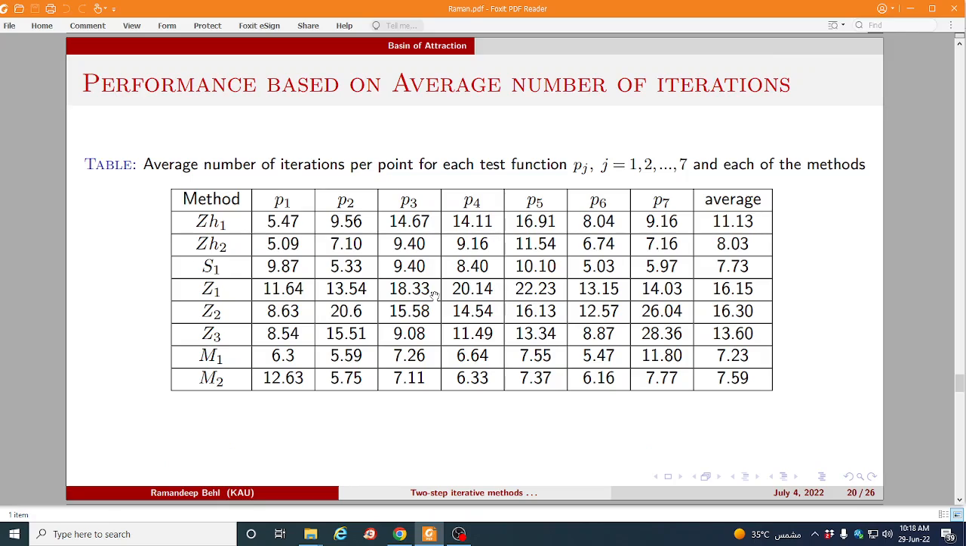We also checked the performance based on the average number of iterations for all the polynomials P1 to P7. So here are the polynomials and these are the existing iterative methods. You can see that our average is quite below compared to them.